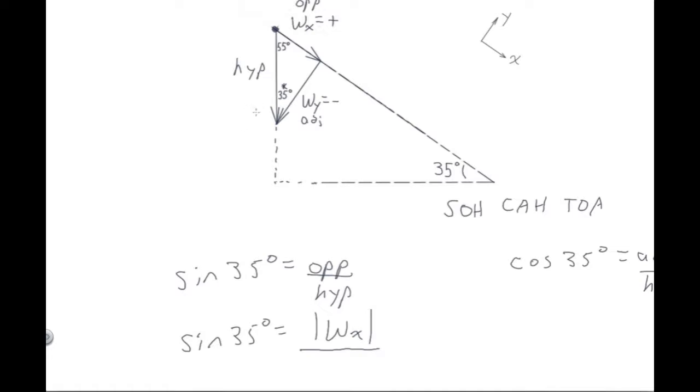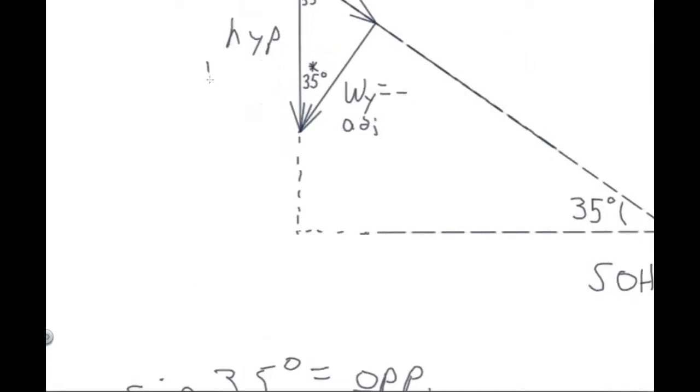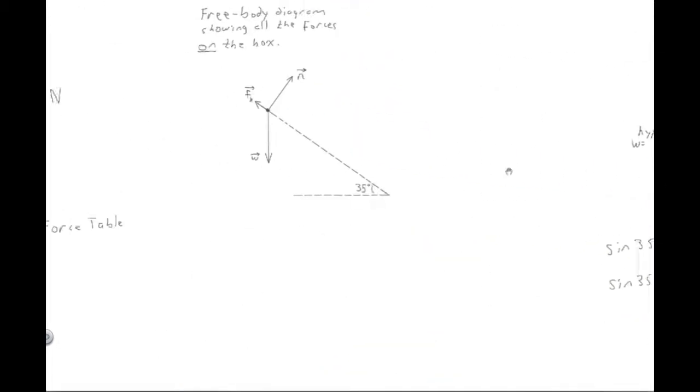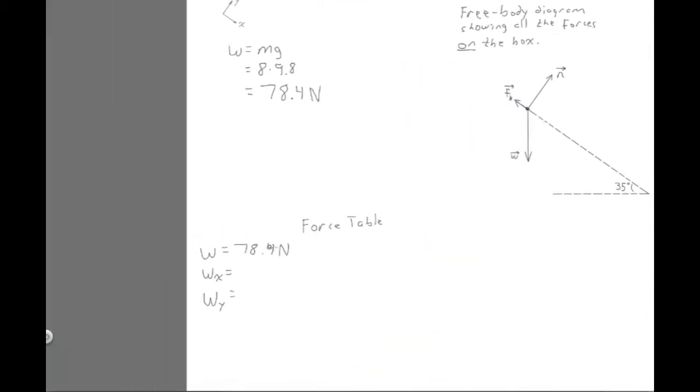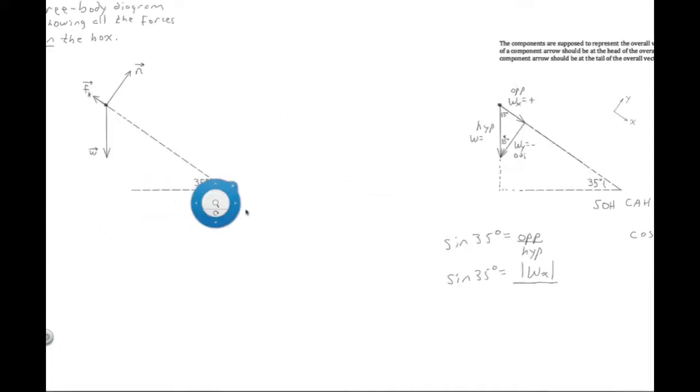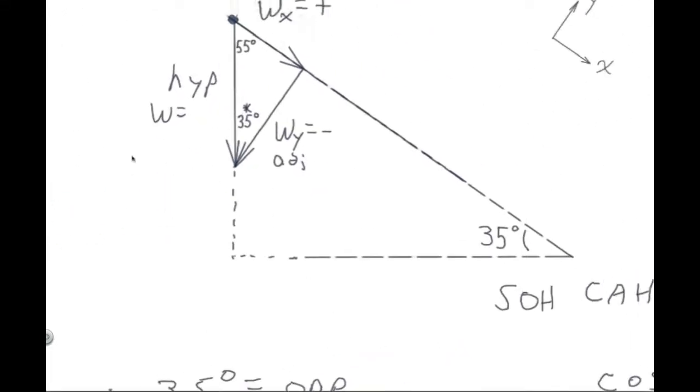So let's change this symbol to W, because now I'm just going to write down the magnitude of that weight. We already figured out that the magnitude of the overall weight is 78.4. The magnitude of the overall weight is 78.4 newtons.